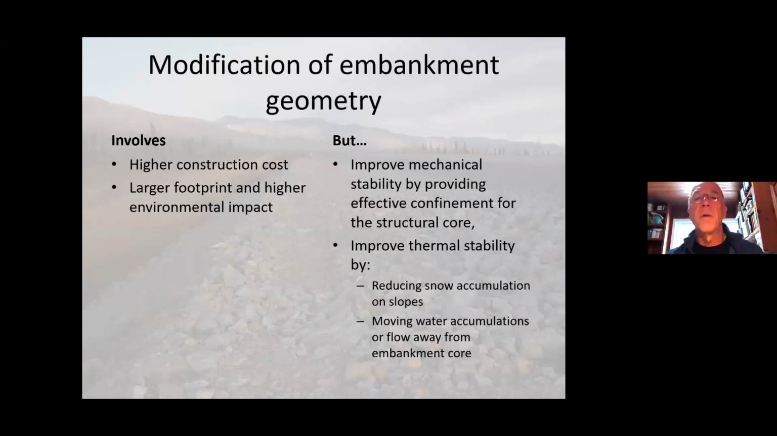So modifying embankment geometry has some good advantage, but it also involves higher construction costs and larger footprint, higher environmental impact, because you're, of course, building larger embankments using more granular material, but it improves the mechanical stability, provides effective confinement for the structural core, and also improves the thermal stability by reducing snow accumulation. And something I didn't mention, it's also moving water accumulation away from the core of the embankment, which is also something that helps for thermal stability.